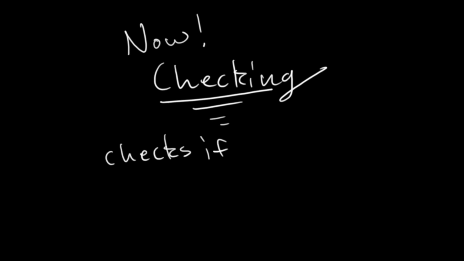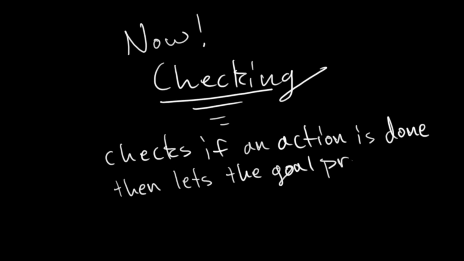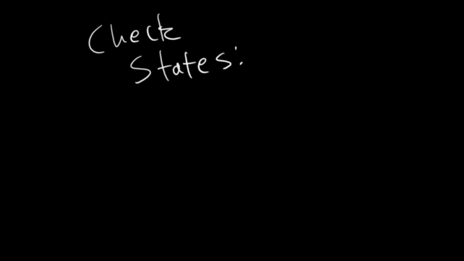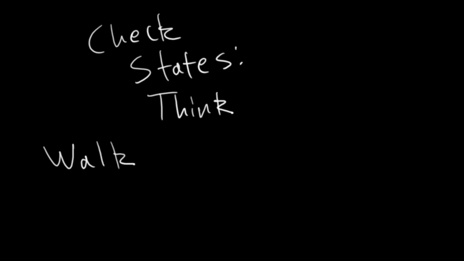After the thinking step to pick a goal, there is a checking step. Checking is the system that determines if an action in a goal has been completed or not. For this, I use a simple finite state machine where each state checks specific kinds of actions. The states that the AI has to check things with are think, walk, search, interact, and attack.